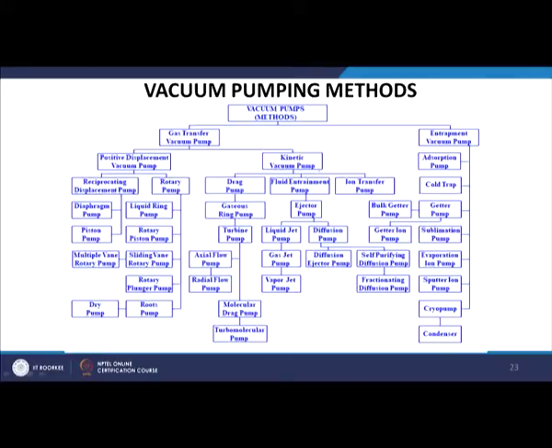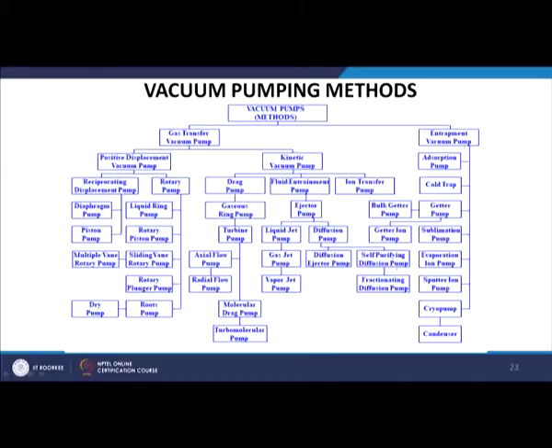Now, kinetic vacuum pumps can be drag pump, fluid entrainment pump, or ion transfer pump. Drag pumps can be a gaseous ring pump or turbine pump, axial flow pump, radial flow pump, molecular drag pump or turbomolecular pump. Similarly, fluid entrainment pumps can be ejector pump, which can be classified as liquid jet pump or diffusion pump. Liquid jet pump can be gas jet pump or vapor jet pump, and diffusion pump can be diffusion ejector pump or self purifying diffusion pump, and then there is the fractionating diffusion pump.